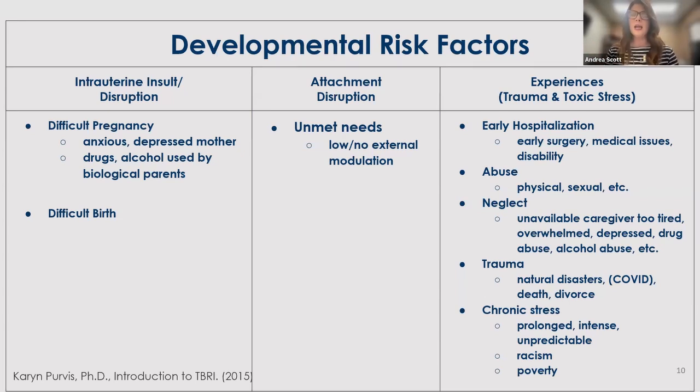Okay. I am not going to talk about disruption of attachment, but I'll come back to that in just a minute. And then on the right-hand side, we have trauma and toxic stress. So not everything is traumatic, right? But sometimes we have toxic stress. So early hospitalizations, meaning that we have medical issues, early surgeries at a very early age. We know abuse and neglect, all of those things can really disrupt that brain development. But again, at the very bottom, it refers to chronic stress.